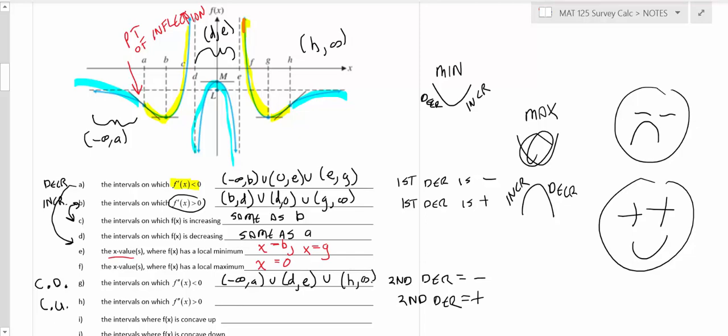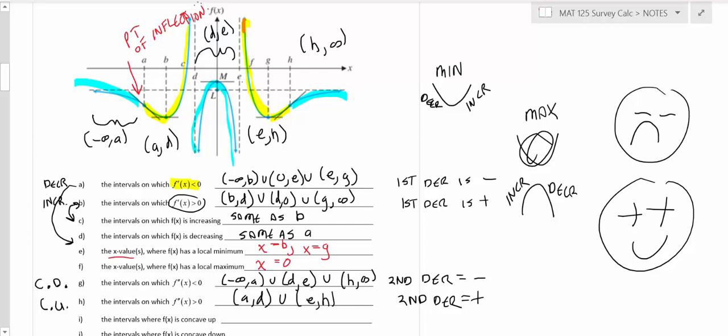All right, so that would be the places where you're concave down. Concave up would be the things I highlighted in yellow. So that would be, it looks like A to D, and also E to G. Or no, E to H, all the way E to H, okay, like that.